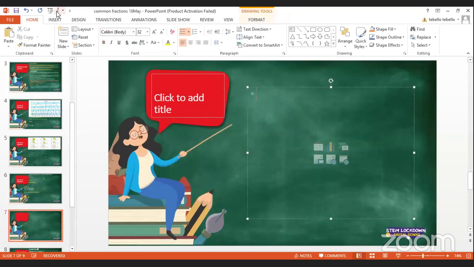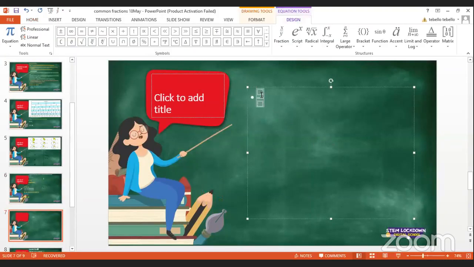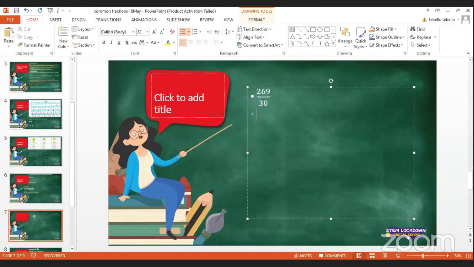Okay, right. So we had 269 over 30. So we must simplify it and convert it to a mixed fraction. So when we do that, we must obviously ask, how many times does 30 go into 269? If you divide 269 by 30, how much will you get?